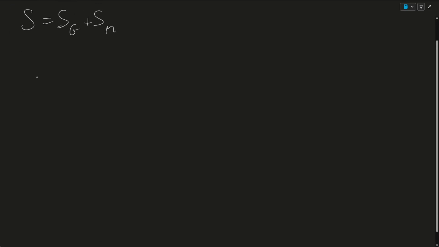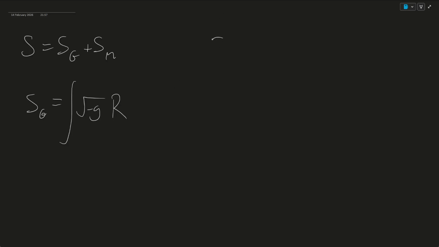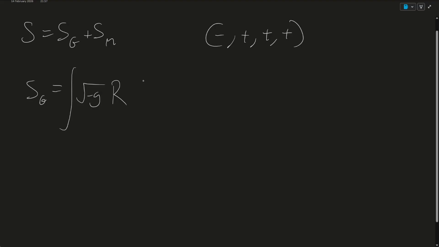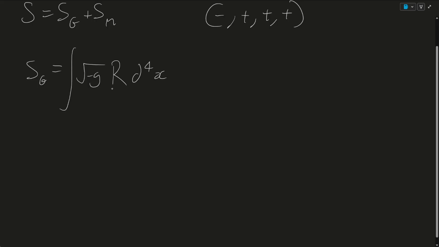the Einstein-Hilbert action. So S sub G here we take as the integral of the square root of minus G times R, where R is the Ricci scalar, which is the simplest coordinate invariant scalar constructable from the metric. The metric signature here being minus plus plus plus, and hence we end up with this Ricci scalar, and d to the 4x.